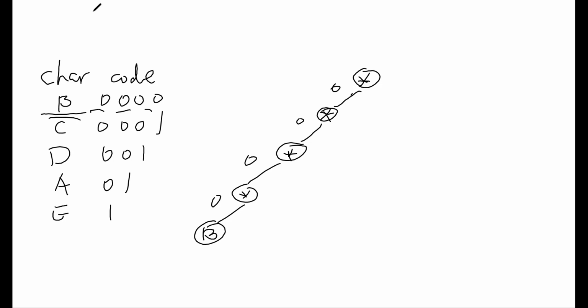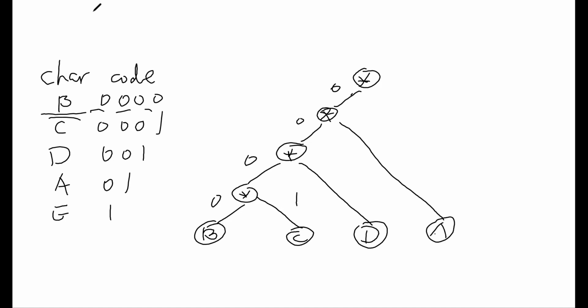Same thing for C, it's 0, 0, 0, and over here it's 1, so go to the right, then you add C. And for D, it's 0, 0, 1. So this is our D. And for A, it's 0, 1. So this is A. And E is 1, so it goes to the right. So it's based on your code, whether you go to the left or go to the right. That's how we construct the Huffman tree.